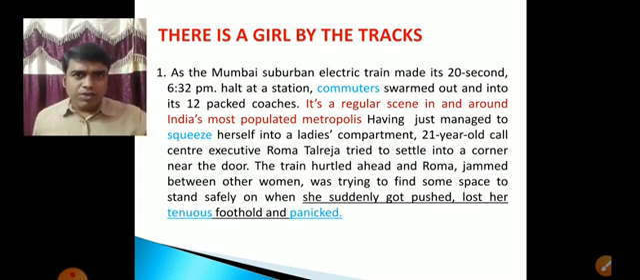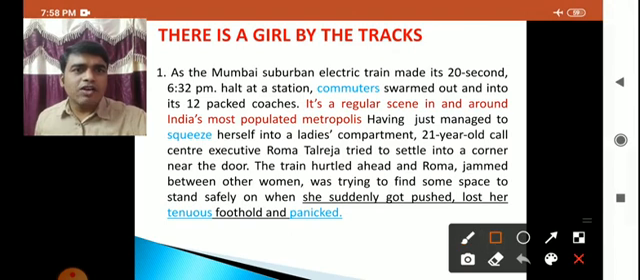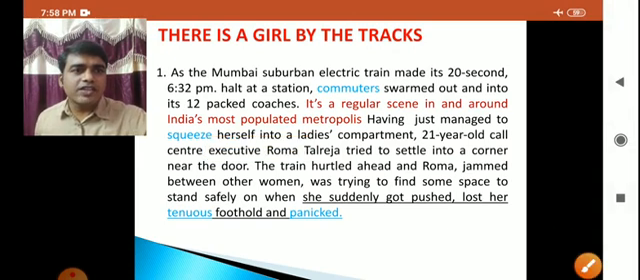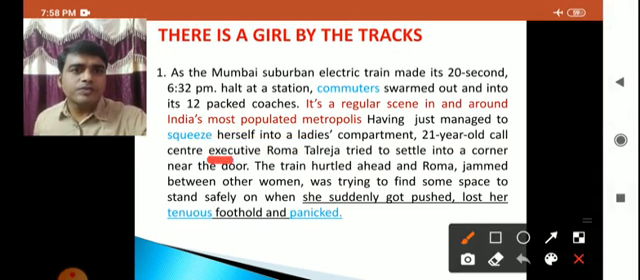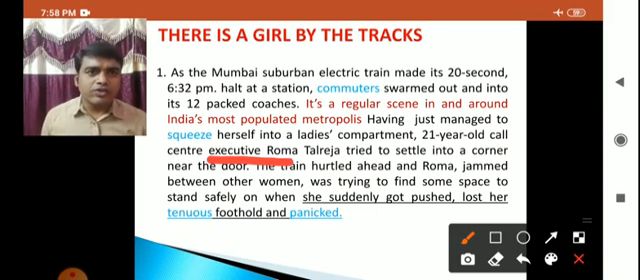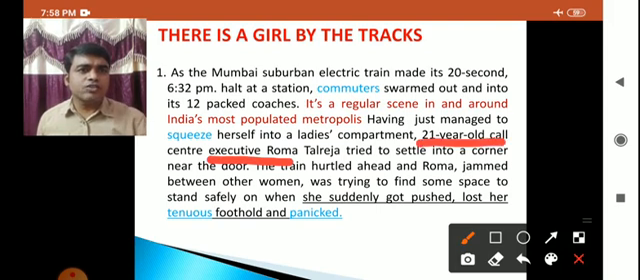Have you understood the first paragraph, children? What is the name of that girl? Yes, Roma Talreja. How old was Roma? Yes, she was 21 years old. What was her job, children? Yes, she was working as an executive in one of the call centers. Got it? See here, she is working as an executive in one of the call centers, children. Here you can observe, she was a 21-year-old call center girl.